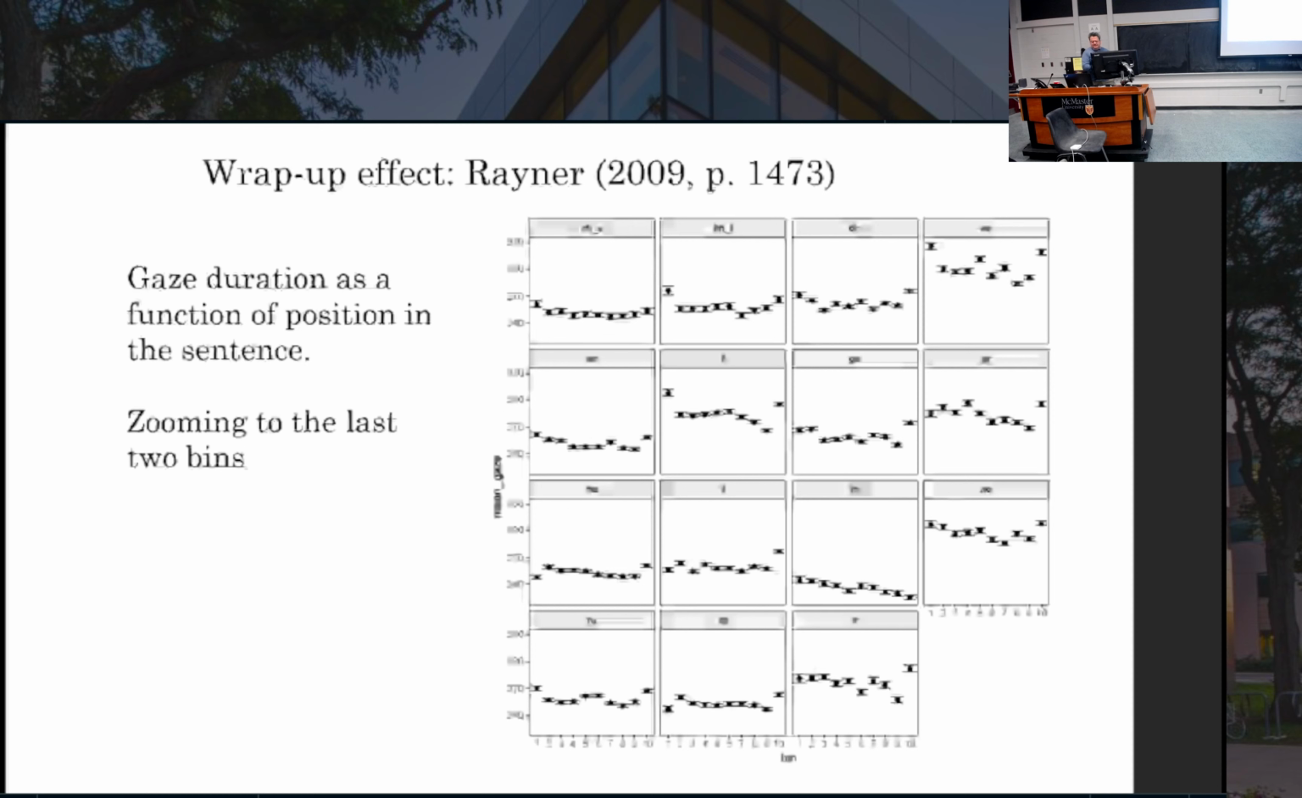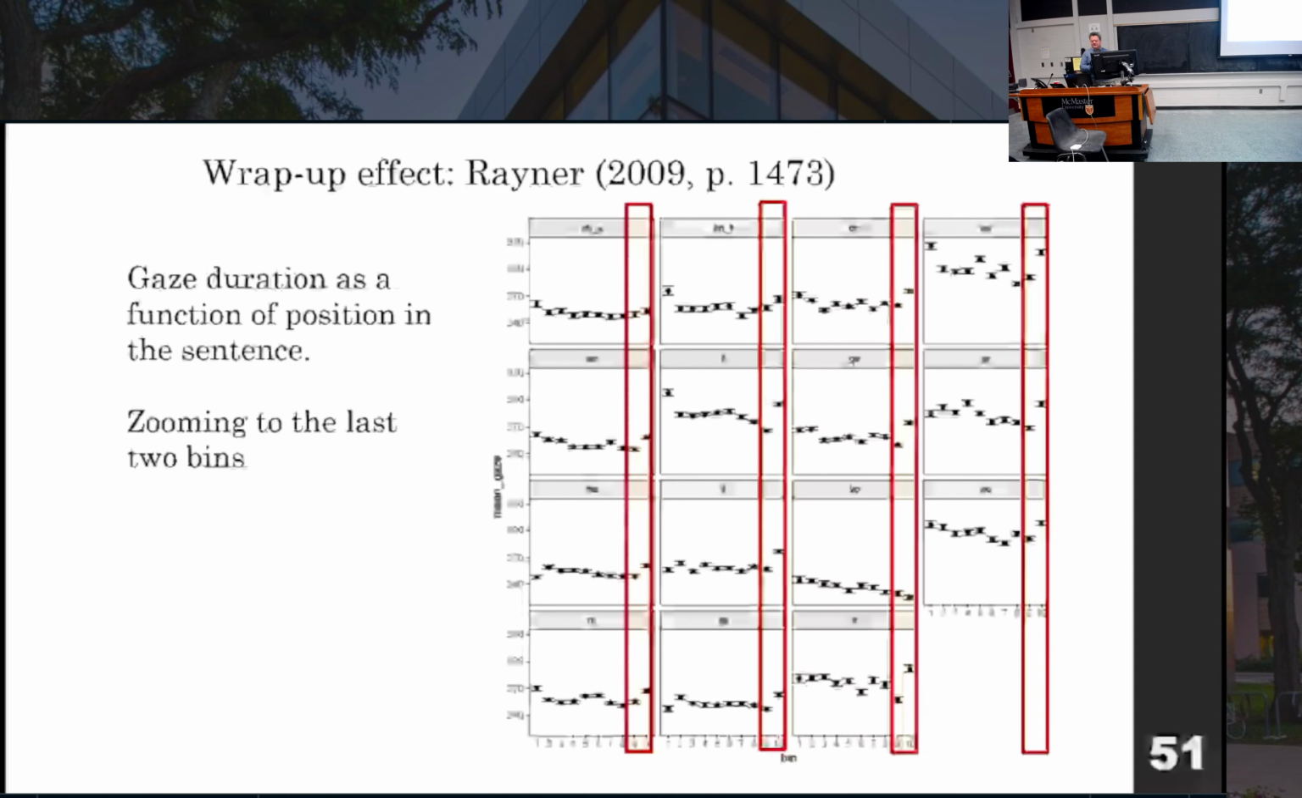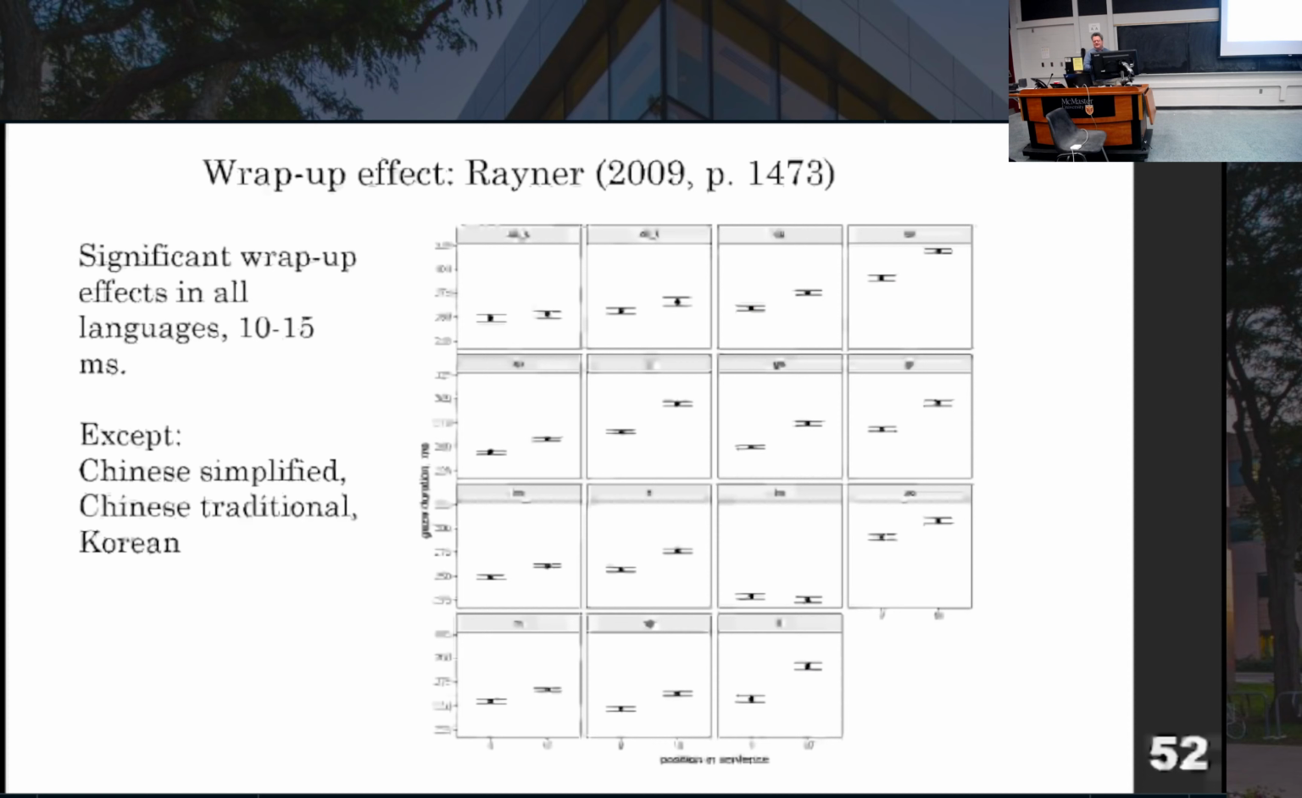Okay, so every panel represents a language, and for every panel we have the bin, the relative word position in the sentence, on the horizontal axis, and reading times or gaze duration on the vertical. So I'm only showing this to highlight that we'll be concentrating on the last 2 bins, marked in red. So I'm zooming on these right now.